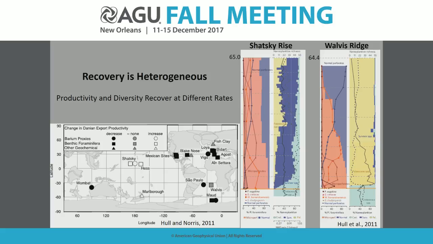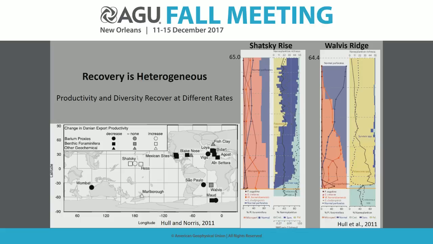So the recovery of productivity in the oceans is heterogeneous. The recovery of diversity in the oceans is also heterogeneous. This is a great compilation from a paper by Shelley Hull and Dick Norris from a couple years ago, showing productivity at different KPG boundary sites across the world. Black are places where productivity decreased after the boundary, white places where it went up. There's kind of broadly a geographic trend to this.